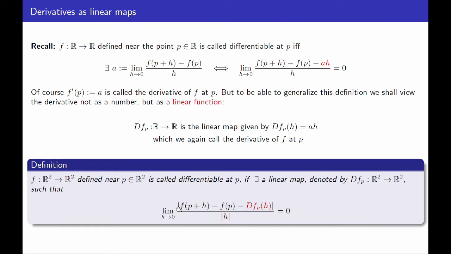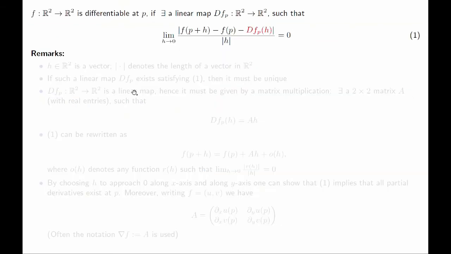So, you see the analogy between this expression and the above expression. So basically we replaced a times h by df of P at h. Well, in this case we have absolute values, and there are a few remarks regarding this definition. So let's look at that next. So again, here we have the definition of differentiability. So first of all, h is a vector in R2, and the absolute values denote the length of vectors in R2. So the numerator is a vector in R2, and the denominator is a vector in R2.